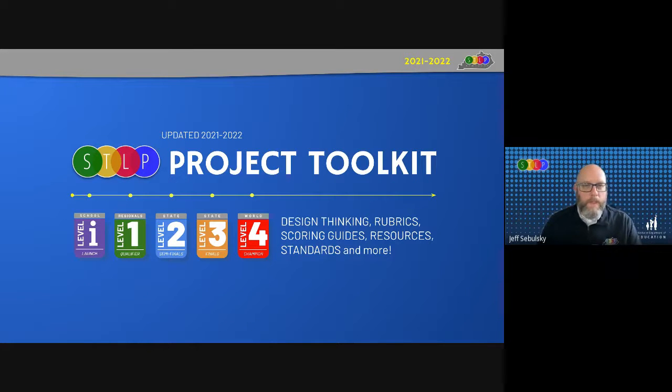The whole concept behind STLP has always been this project-based, problem-based learning, where students can use technology to help solve problems and address issues or challenges within their school, their community, their peer groups, and the world. The project cycle takes you through the year, from now all the way through regionals later in the fall, which will be the first week of December this year.